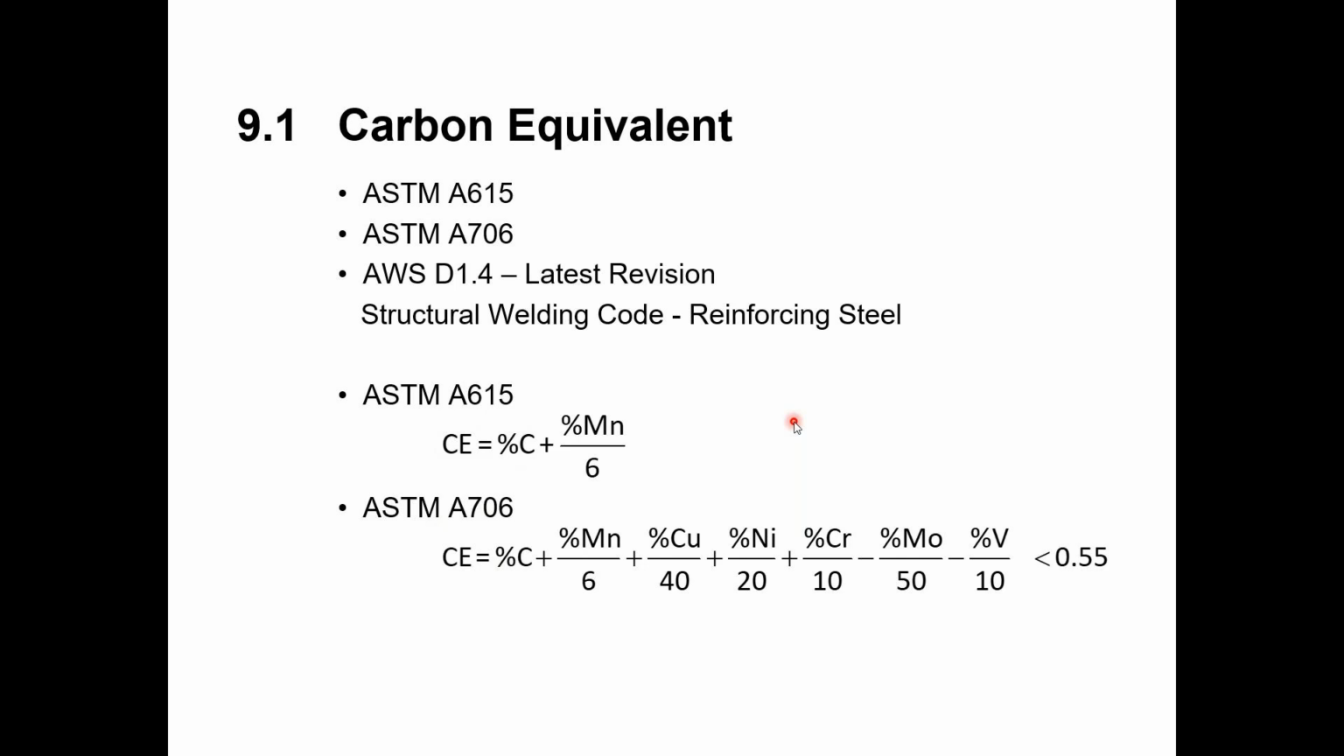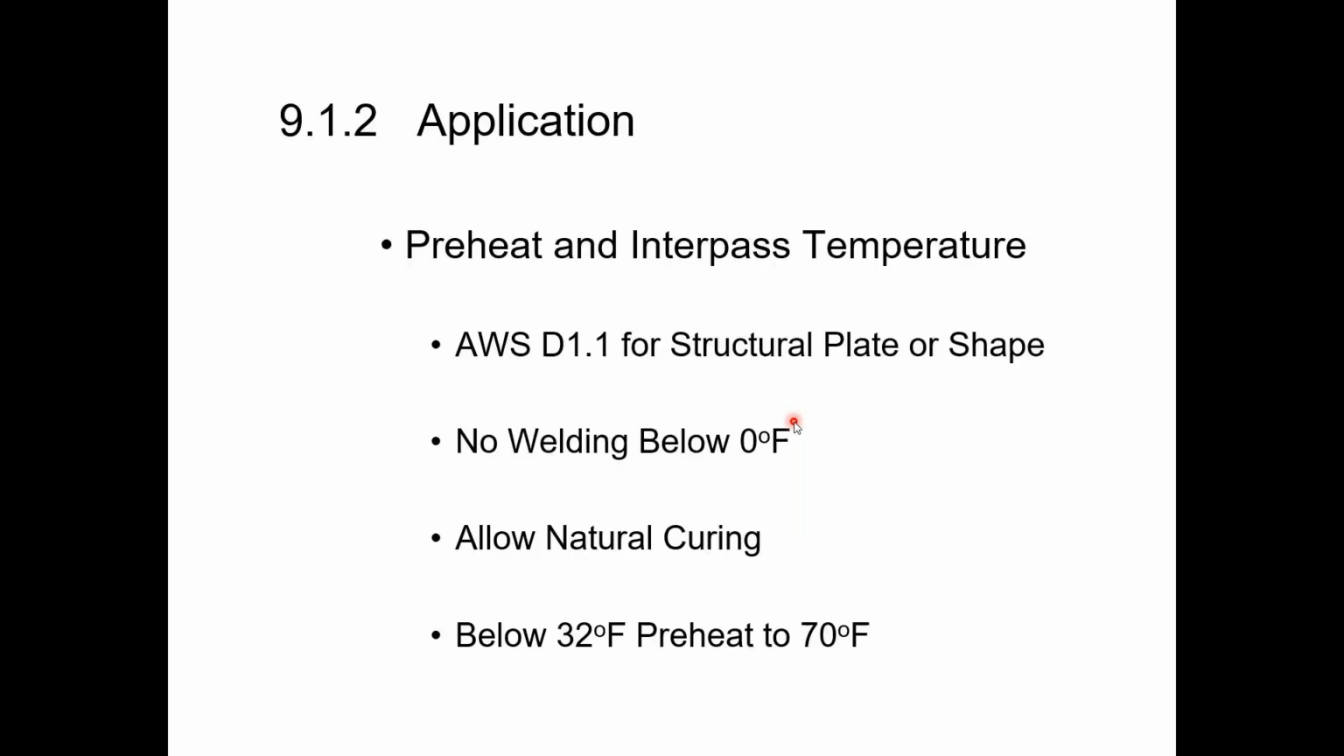So the carbon equivalent is important because it tells you whether or not, first of all, do you have to preheat? And if you do, what temperature do you have to preheat to? And you need that carbon equivalent. You need to check that whether you're using 706 or 615 steel. It's just that the requirements are slightly different.